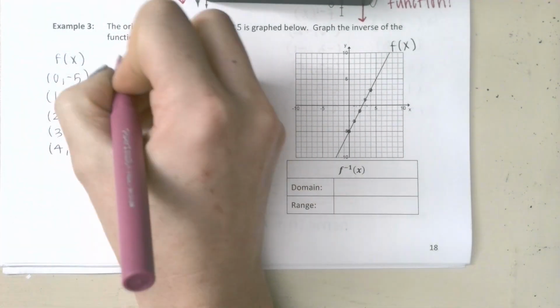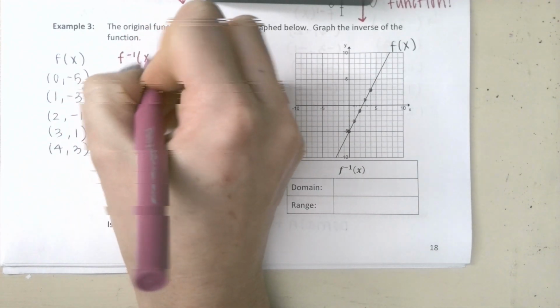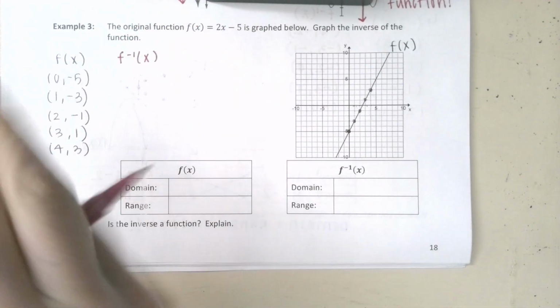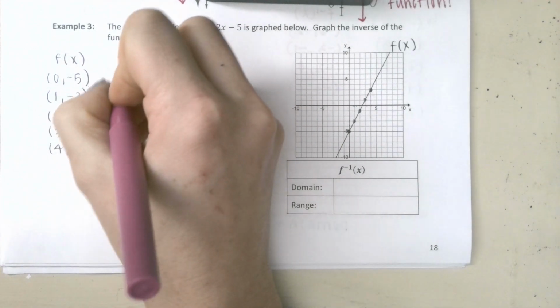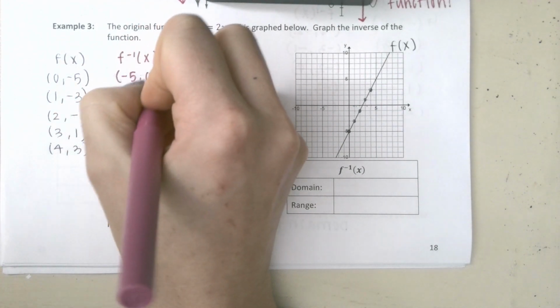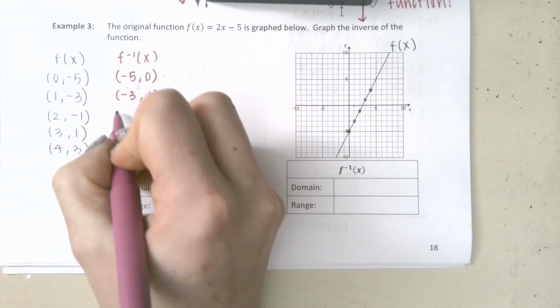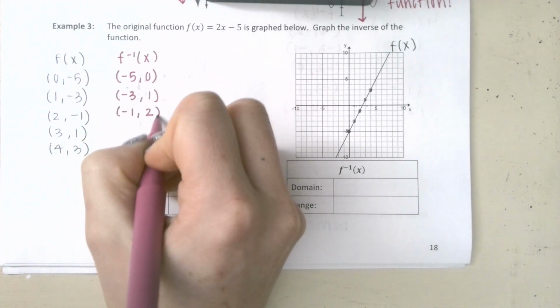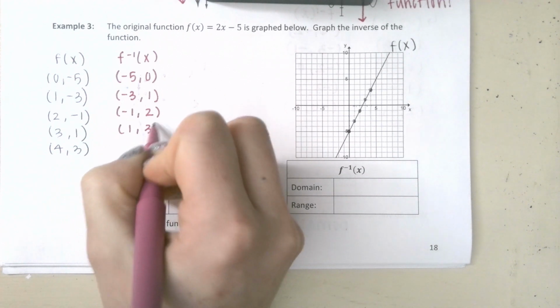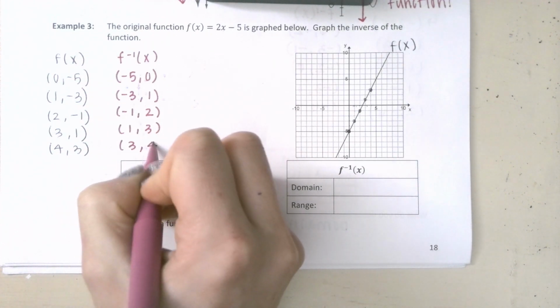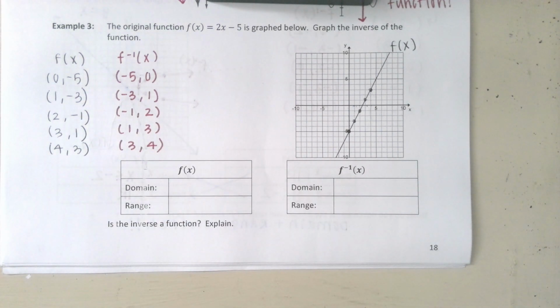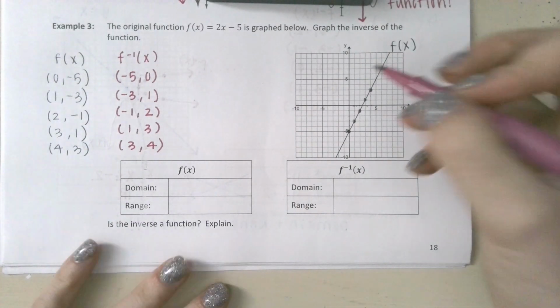Okay, when I'm finding my inverse, I'm going to take these points and flip-flop the x and y. So I have now -5, 0, -3, 1, -1, 2, 1, 3, and 3, 4. We'll go ahead and graph those.